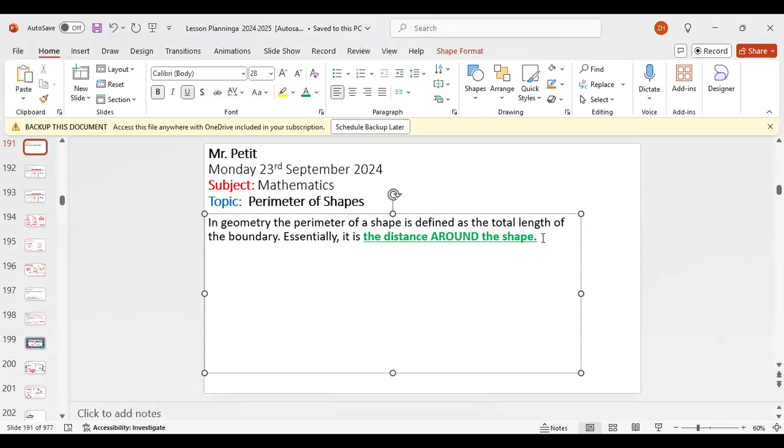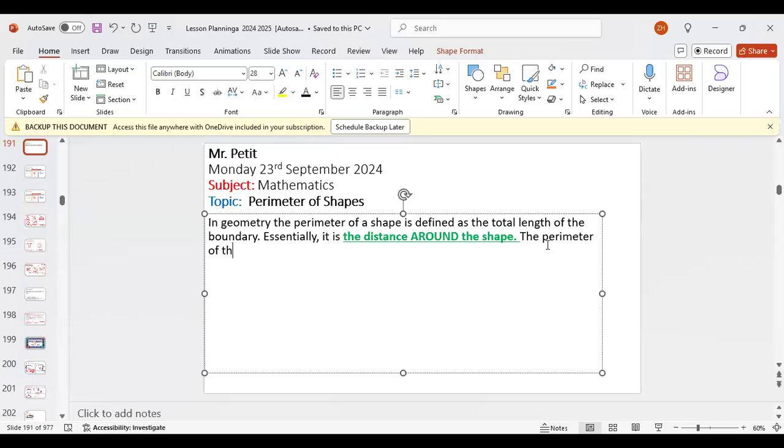All right, so Alicia, can you read the two sentences I have so far? In geometry, the perimeter of the shape is defined as the total length of the boundary. Essentially, it is the distance around the shape. Very good. It's the distance around the shape.